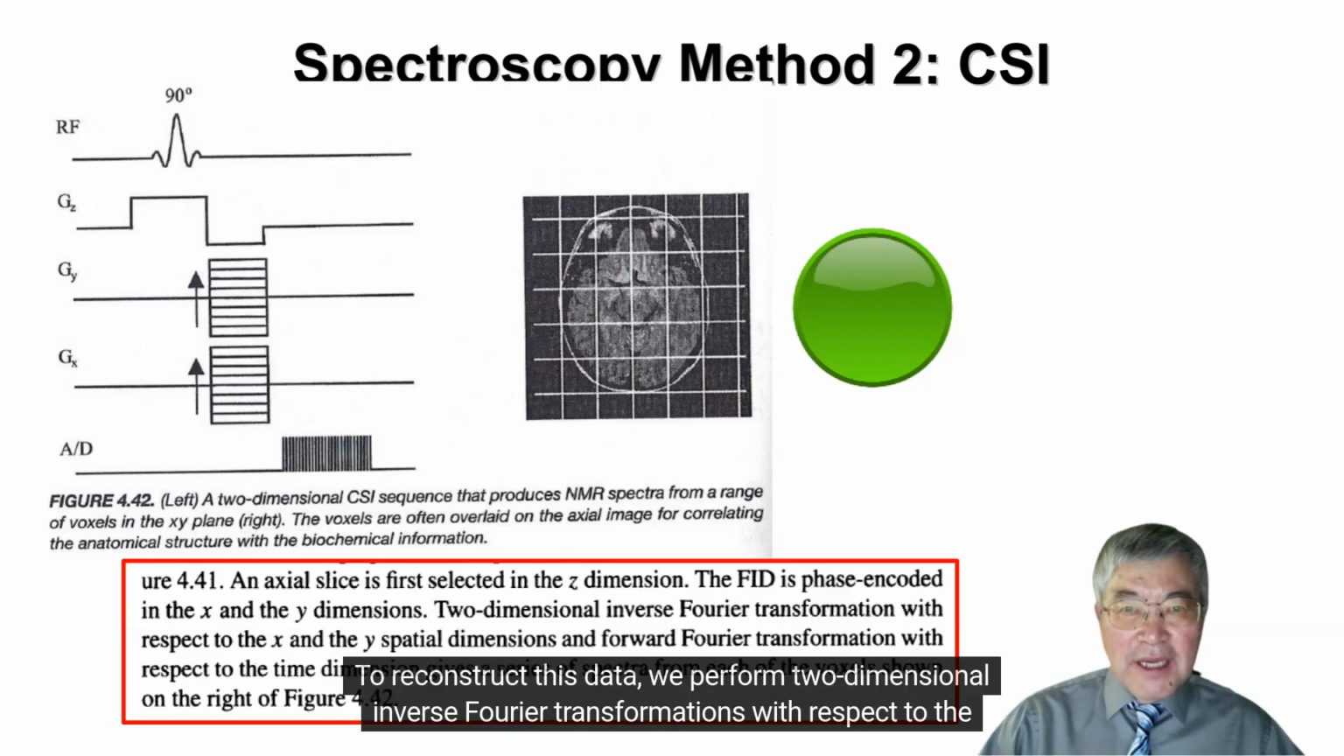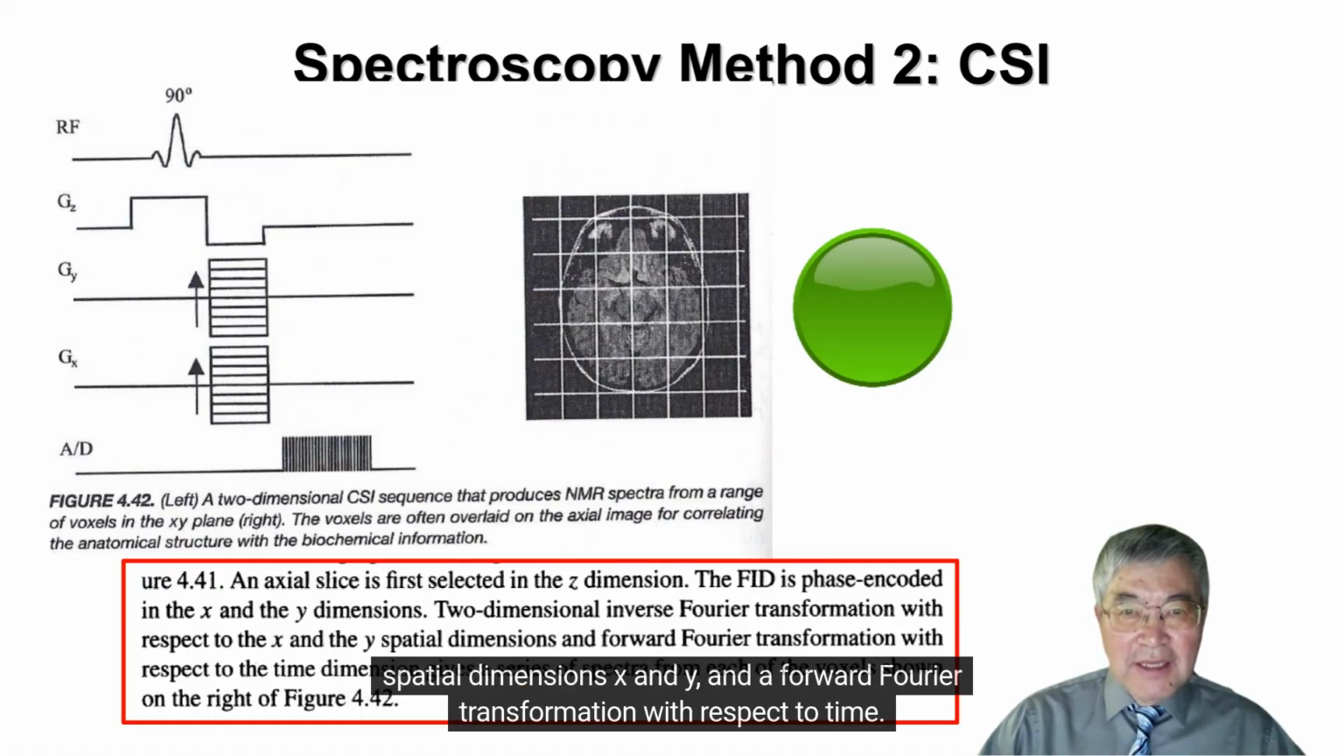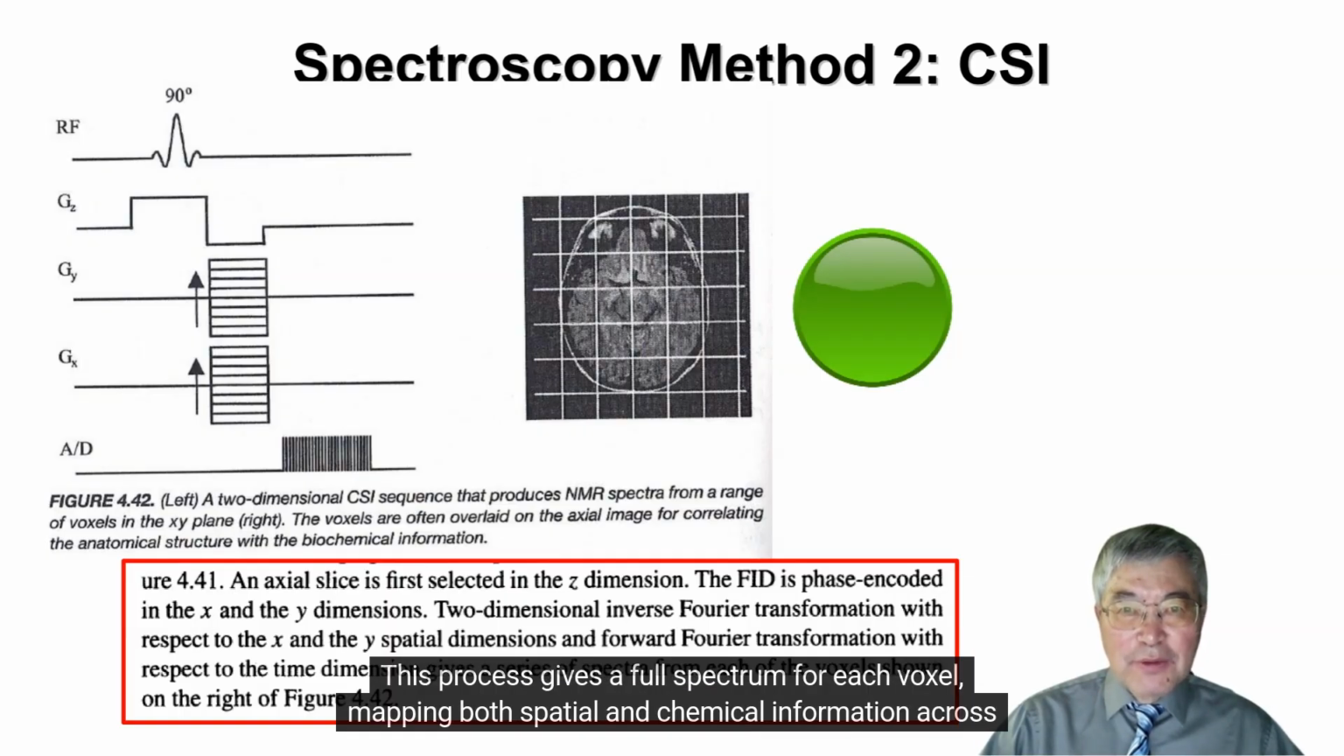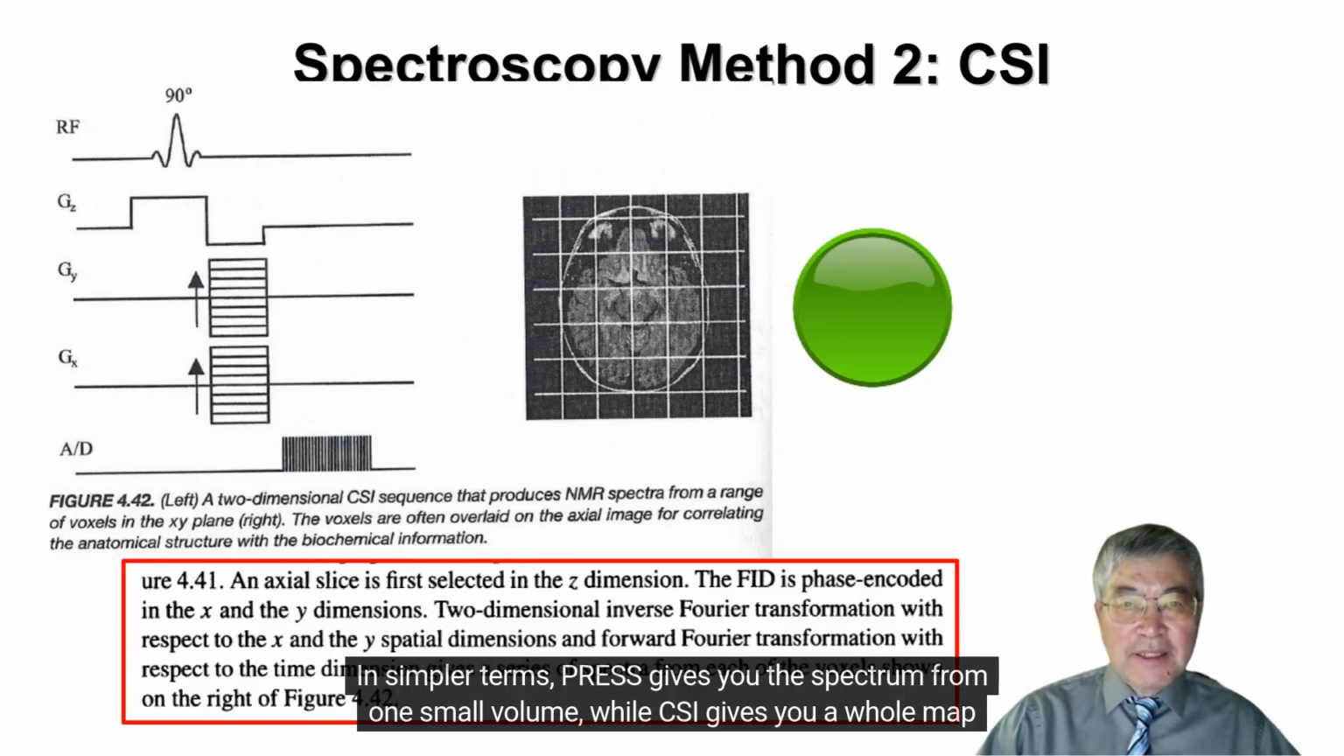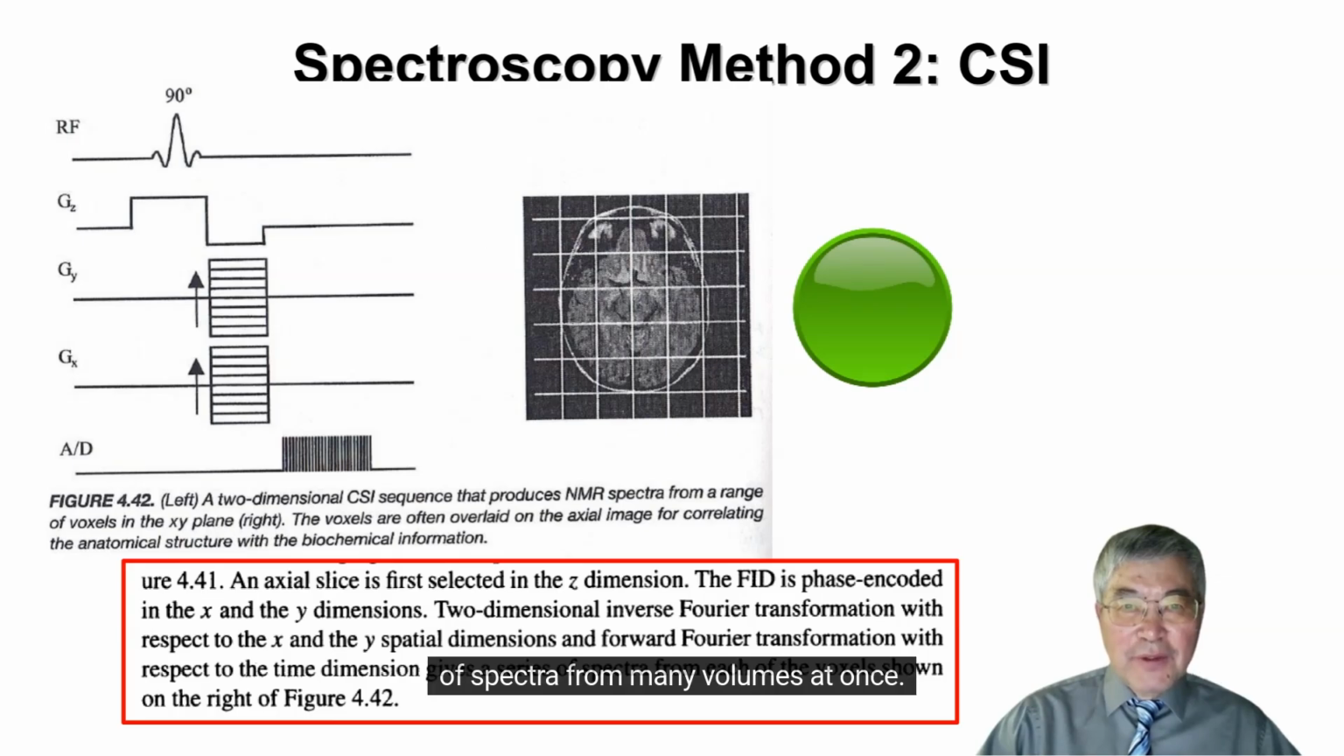To reconstruct this data, we perform two-dimensional inverse Fourier transformations with respect to the spatial dimensions x and y, and a forward Fourier transformation with respect to time. This process gives a full spectrum for each voxel, mapping both spatial and chemical information across the slice. In simpler terms, PRESS gives you the spectrum from one small volume, while CSI gives you a whole map of spectra from many volumes at once.